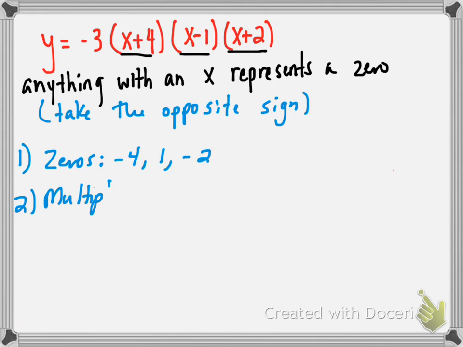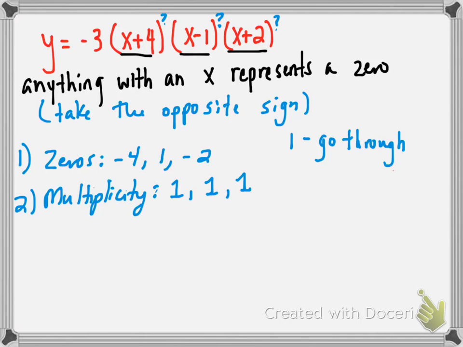The multiplicity is essentially looking at what is the exponent of each 0. Since there's not one written, we understand it to be a multiplicity of 1. There's an exponent of 1. So for every single one of those zeros, the multiplicity is 1. And remember, multiplicity tells you how the graph reacts at a 0, how it interacts. 1 tells you that it goes through it, 2 tells you that it bumps at that 0, and then the multiplicity of 3 tells you there's a hiccup there.